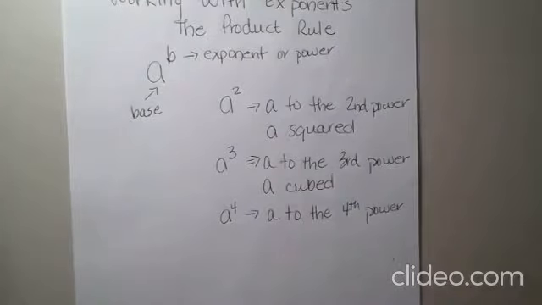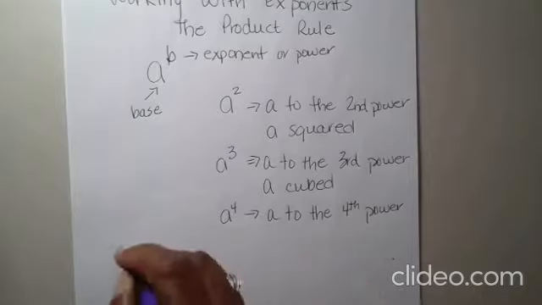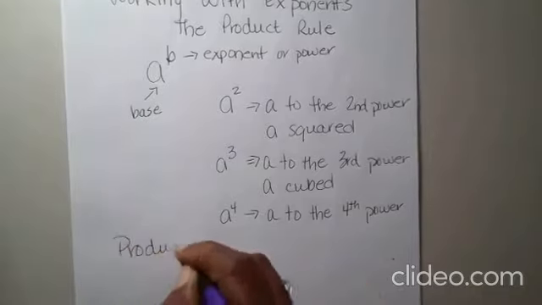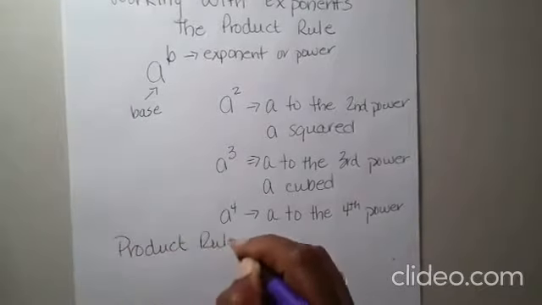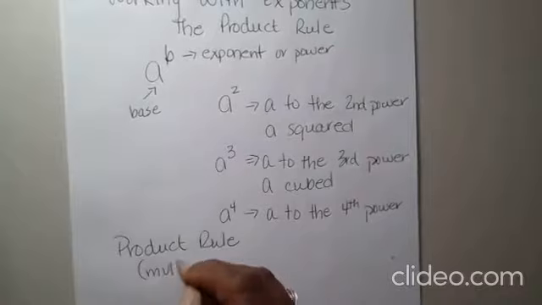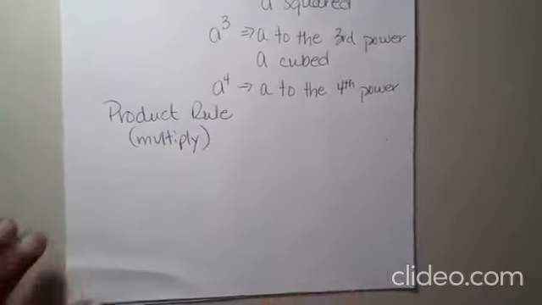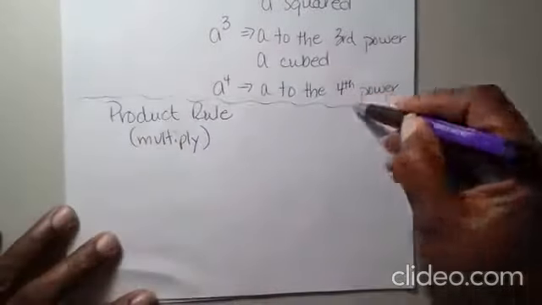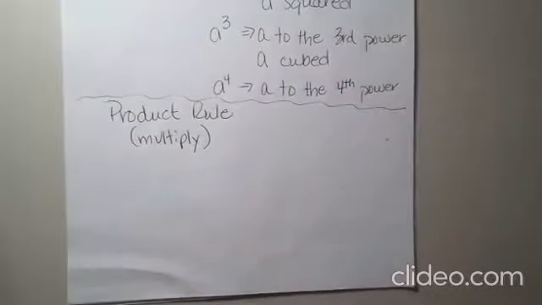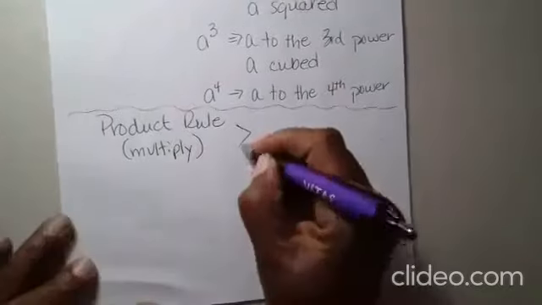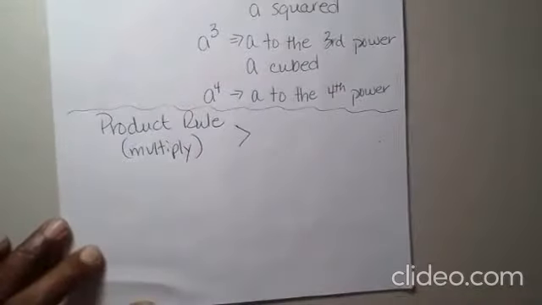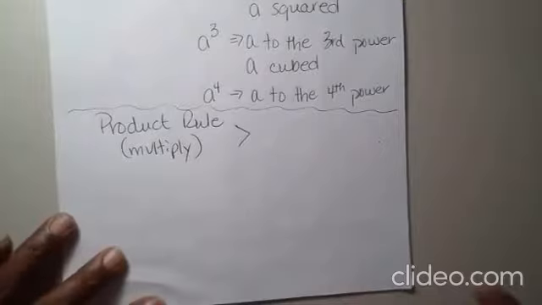So today we're discussing the product rule. The word product means to multiply. Product rule is to multiply. So it's when we multiply two exponents or two bases or two exponents with the same base. Say it so many different ways, but you're multiplying two products that have the same base.